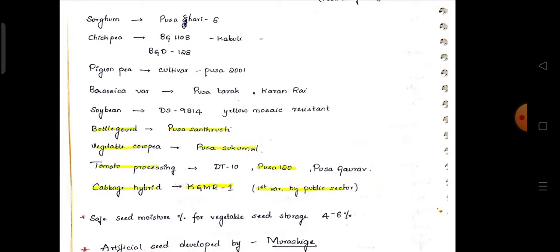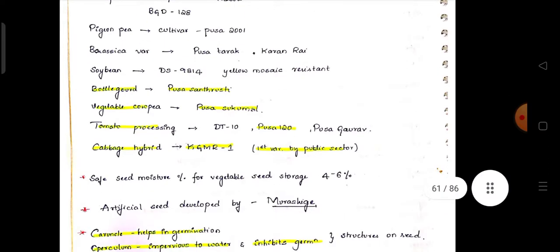In bottle gourd, Pusa Santushti. In vegetable cowpea, Pusa Sukomal. Tomato processing, the important varieties are DT 10, Pusa 120, Pusa Gaurav. Cabbage hybrid, KGMR 1. That is the first variety by the public sector in cabbage.